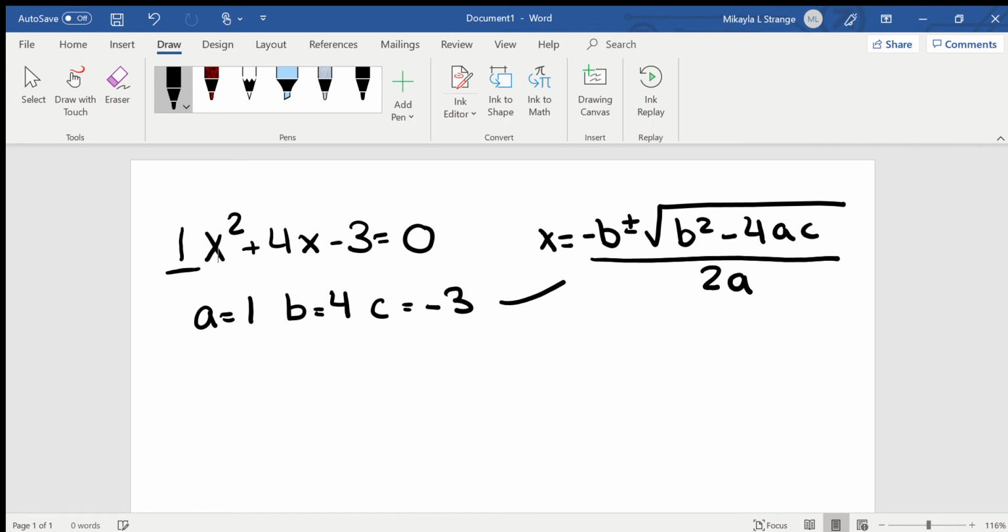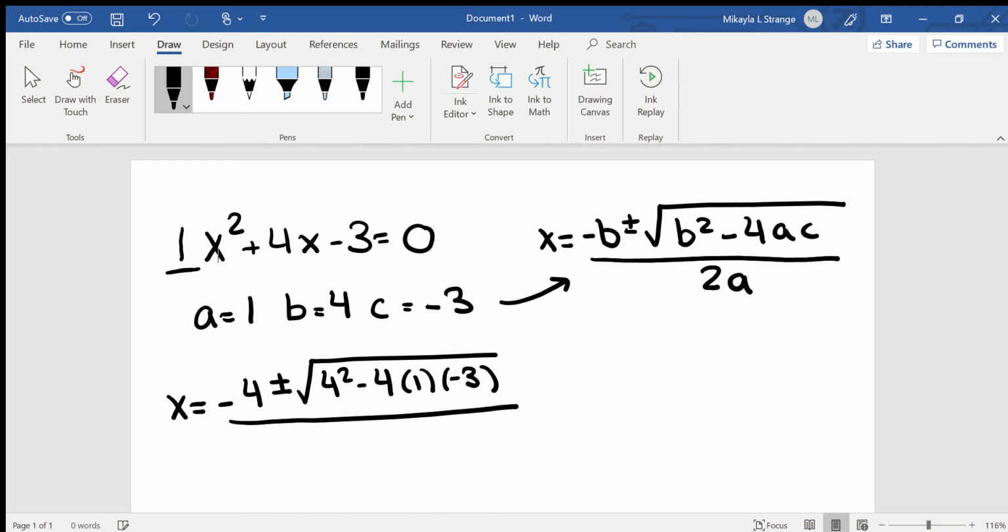From there, I'm going to plug it back into my formula. So I'm going to get x is equal to negative 4 plus or minus square root. I'm going to get 4 squared minus 4 times 1 times negative 3. And set that all over 2 times 1.